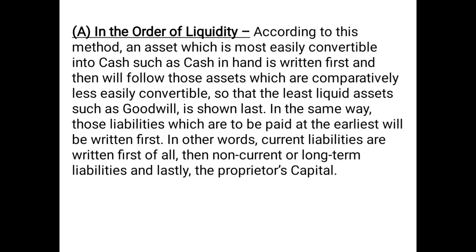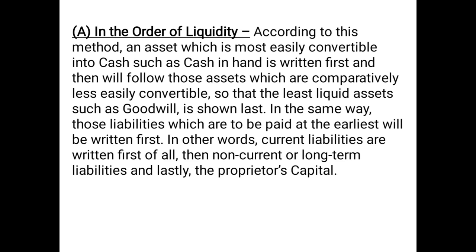And in the case of assets, all those assets which can be converted into cash within 1 year or less will be shown first, and all those assets which cannot be converted into cash within 1 year will be shown at the last. For example, fixed assets, as we have discussed in the basic terminology chapter. So according to this method, an asset which is most easily convertible into cash, such as cash in hand, is written first, and then will follow those assets which are comparatively less easily convertible, so that the least liquid assets such as goodwill are shown last.